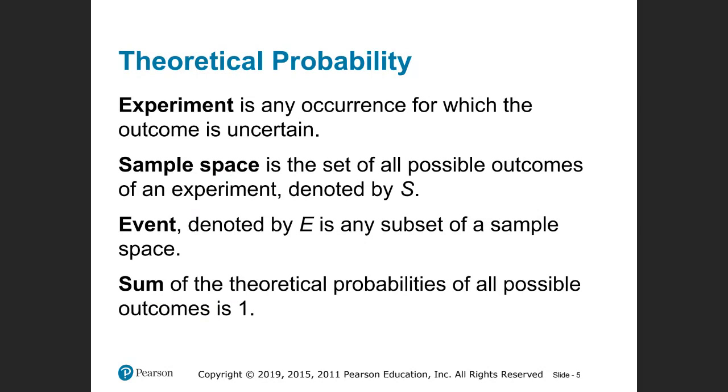An experiment is any occurrence for which the outcome is uncertain. The sample space is the set of all possible outcomes of an experiment, and we denote this by capital S. The event is any subset of a sample space, and we denote it with a capital E. The sum of the theoretical probabilities of all possible outcomes is 1.